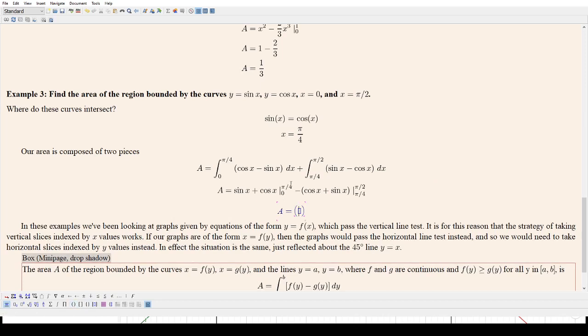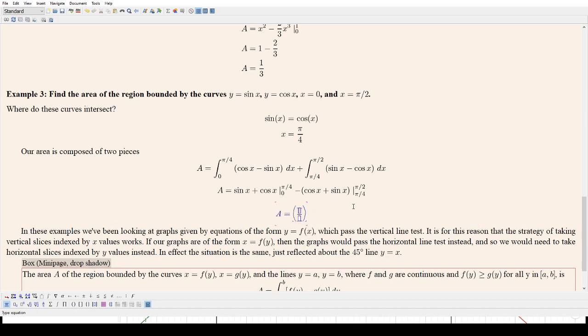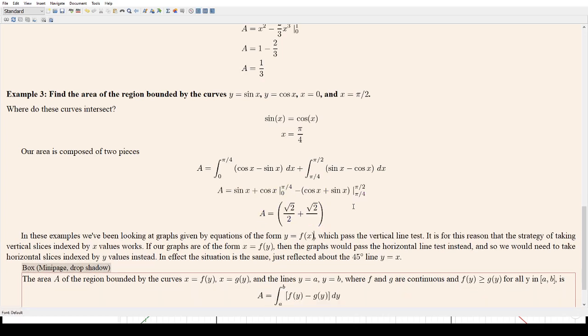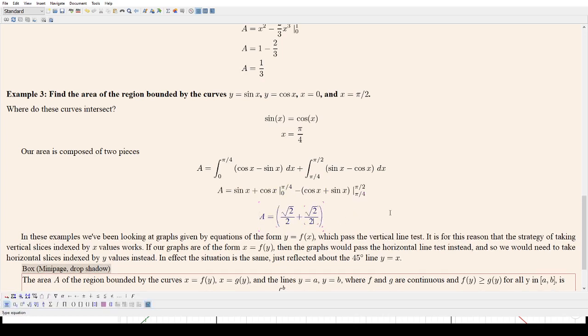Okay. So if we plug in pi over 4, sine at pi over 4 is root 2 over 2. Cosine at pi over 4 is also root 2 over 2. If I plug in 0, sine at 0 is 0. Cosine at 0 is 1. Okay, so that's the first chunk. Minus.